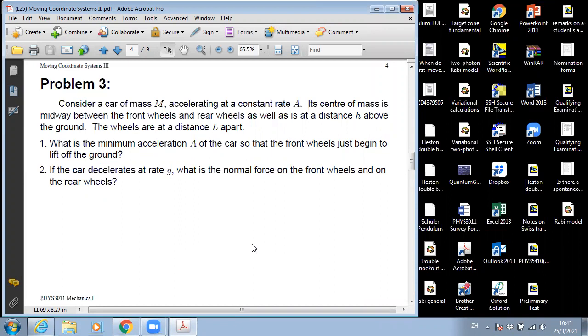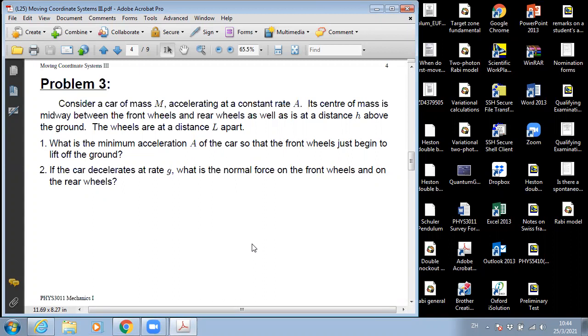To give you more examples to play with, here's another one. I hope you will try to work it out during this tutorial. So consider a car of mass m accelerating at constant rate a.